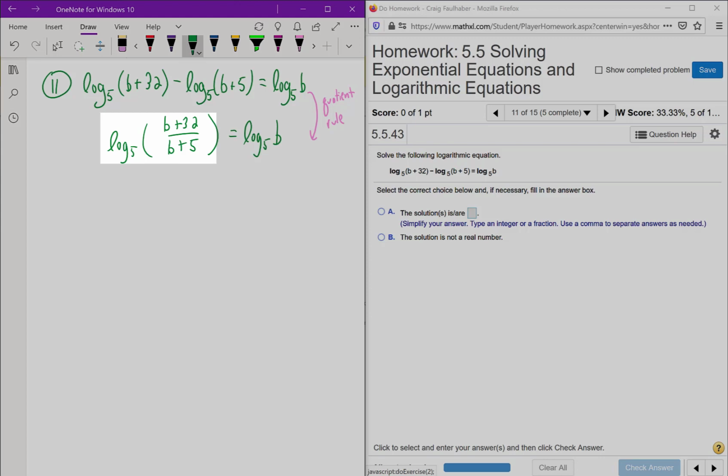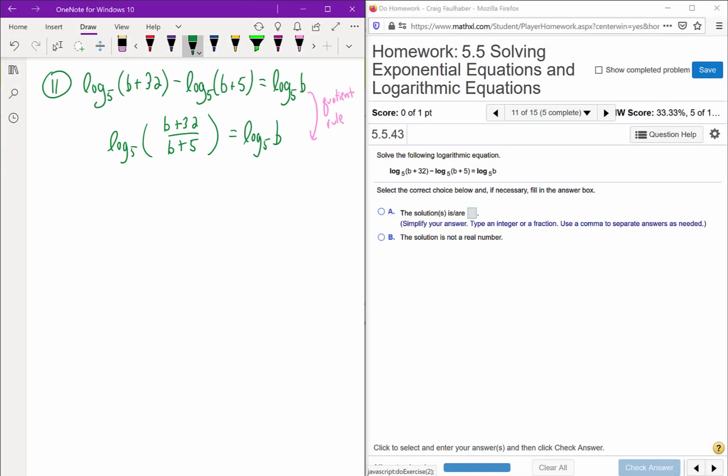Okay, now notice we have a logarithm on the left side, we have a log on the right side, they have the same base. So at this point we can just drop those logarithms, completely cancel them out from both sides of the equation. In some sense what we really did is we exponentiated both sides of the equation. We put a base 5 on either side of the equation, and those base 5s canceled with those logarithms. But we can really just look at this as canceling the logarithms on either side of the equation. That gives us b plus 32 over b plus 5 on the left, and just b on the right. Now if we want to solve for b, we're going to have to get rid of this denominator. So I'm going to multiply that denominator over to the right side.